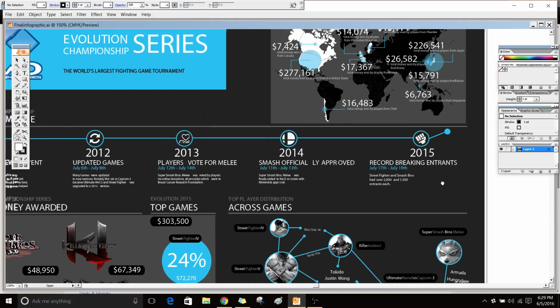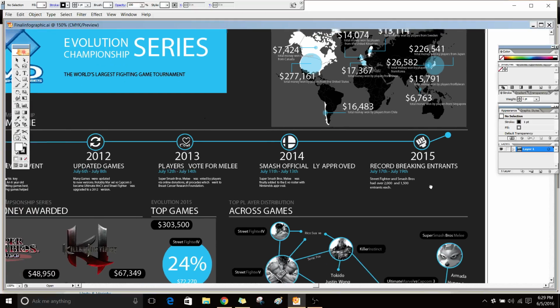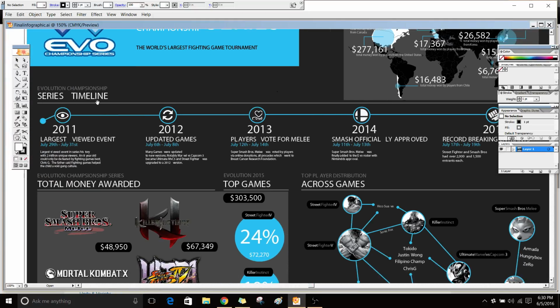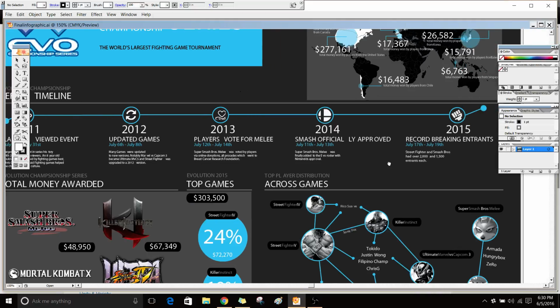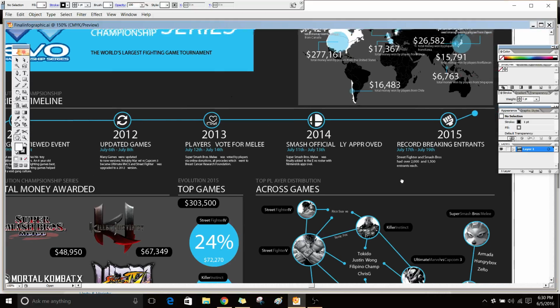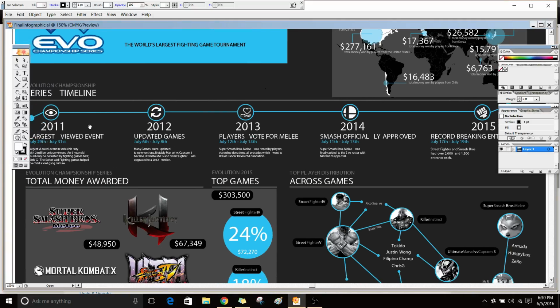Let's see. Next up, we can talk about the series timeline. It's a simple timeline, 1 year apart. So what I've done is I've tried to make these lines as close as possible, or equidistant from each other, because every time it's a year apart, but maybe just a couple days before or after.